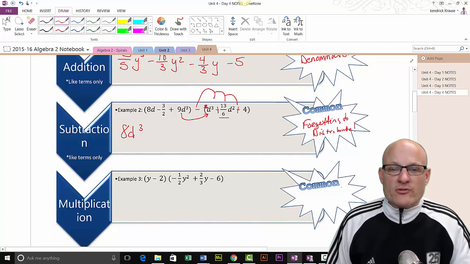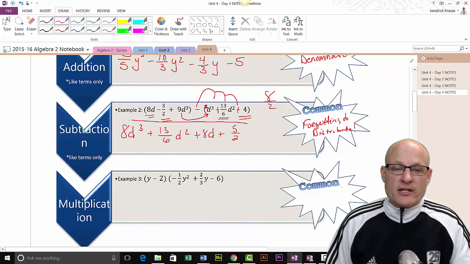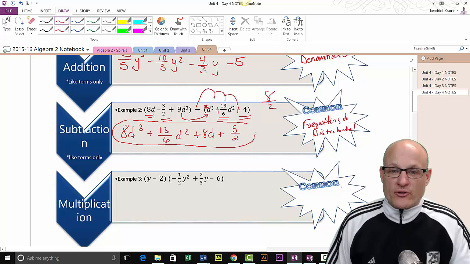Here's a d squared. There's no other d squared, so I'm just going to keep that together. So it's plus 13/6 d squared. There's no other d except for this one, so I'll put plus 8d. And then we've got -3/2 and plus 4. Well, 4 is really 8/2. So -3 plus 8 is positive 5/2. And you should put them in descending order, or what's called standard form, just to make it look nice.